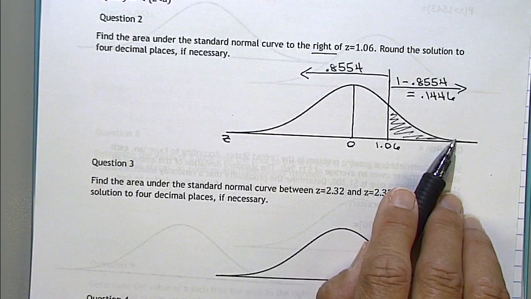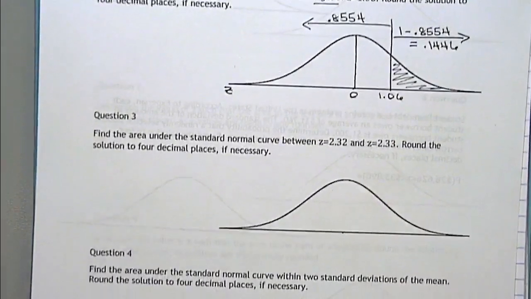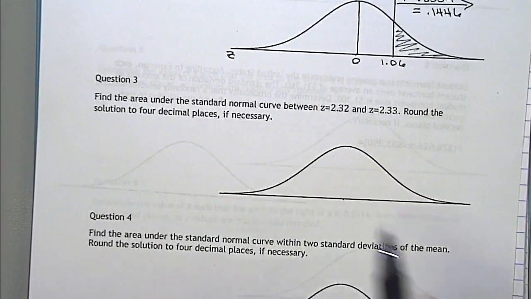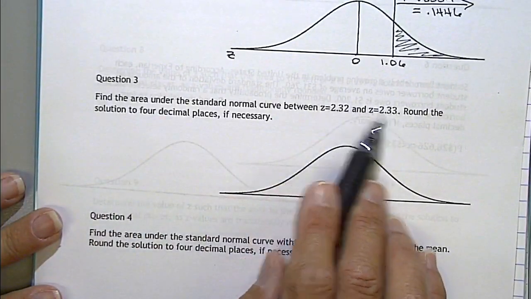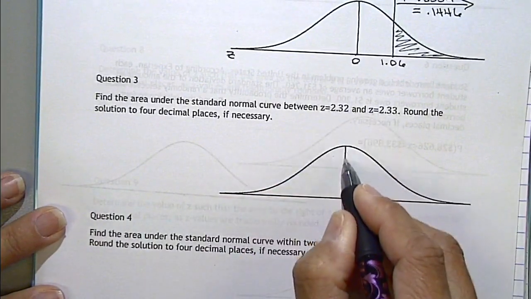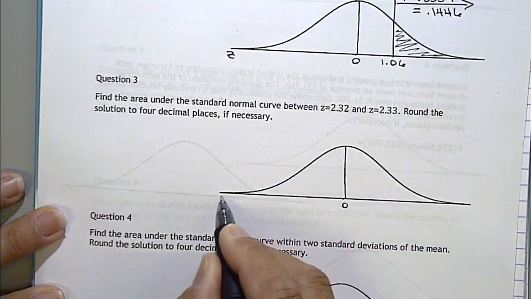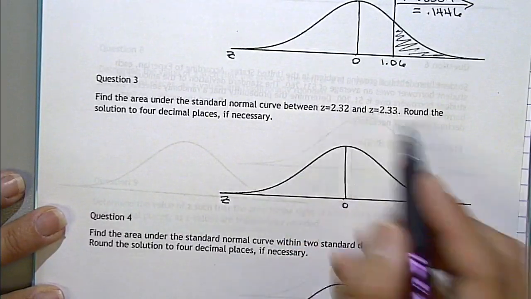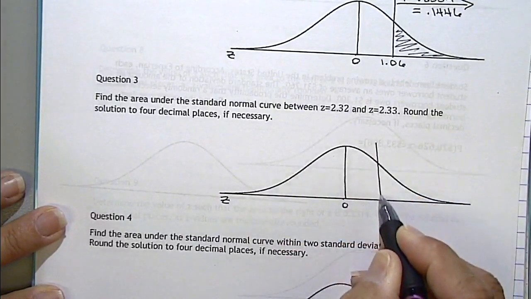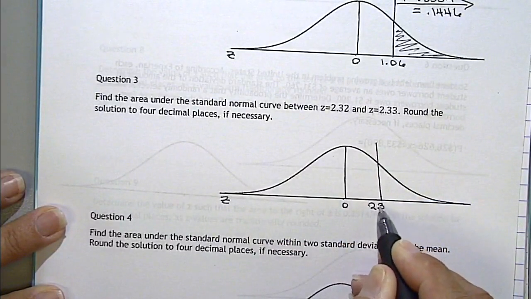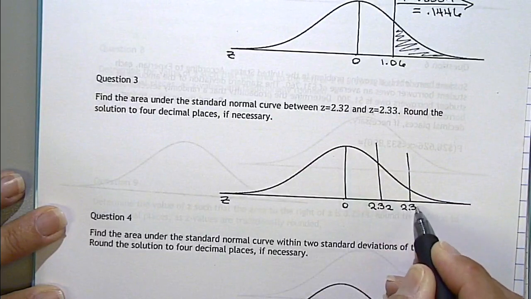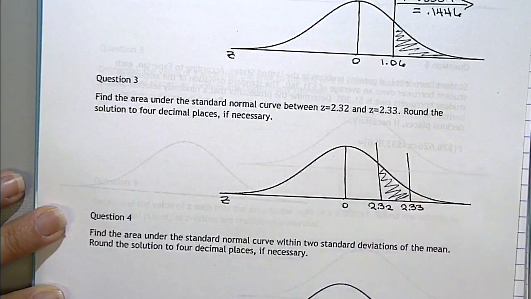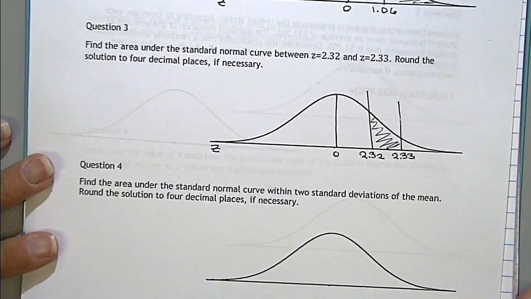Okay, are we good with area to the right? Okay, let's look at between two z-scores. Between two z-scores, they want the area between a z of 2.32 and 2.33. Well, they're both positive. I'm going to label this as the z table, and I'm going to find 2.32. Well, my basic thing here is give myself enough room to write the numbers, because I don't really know how big that area is between the two. But I gave myself enough space to write them, and they're on the correct side of the curve.